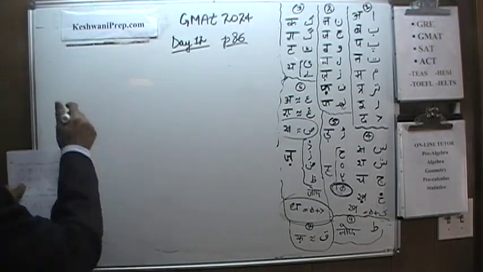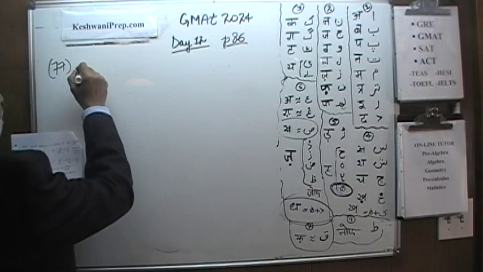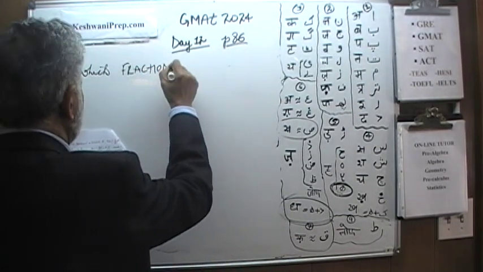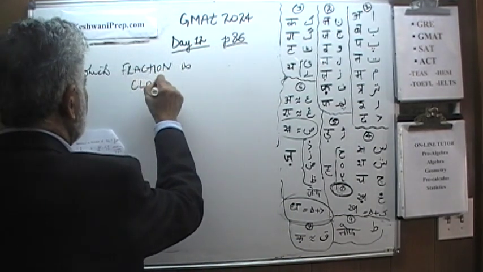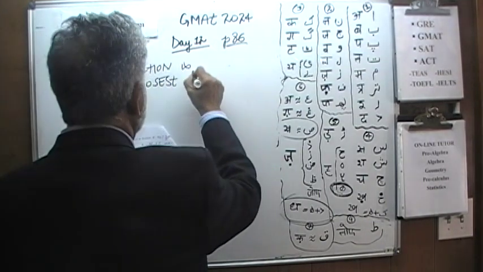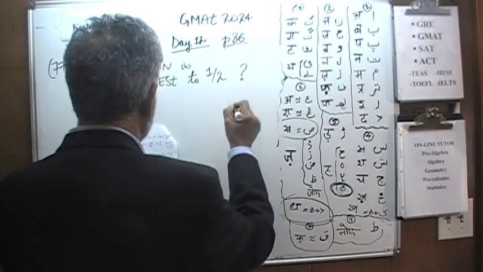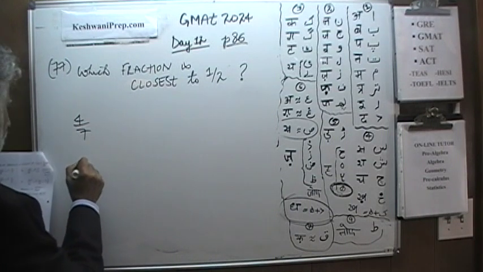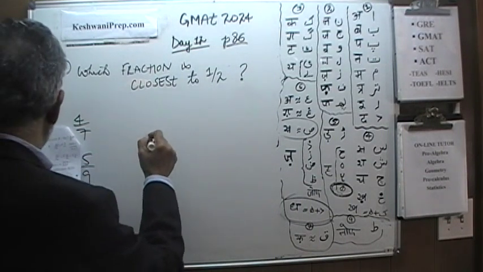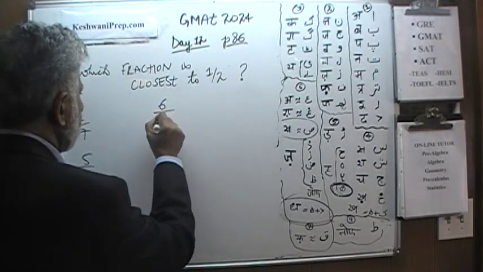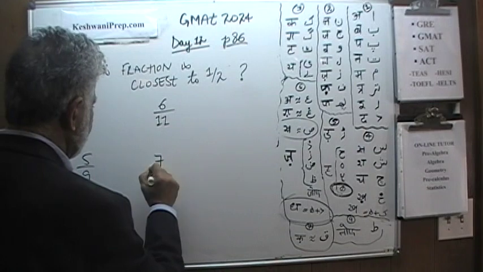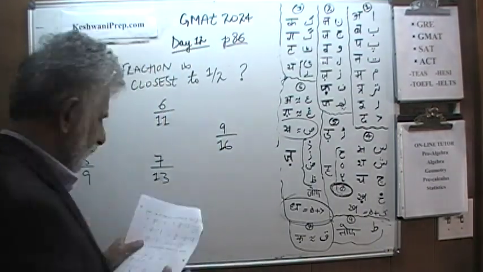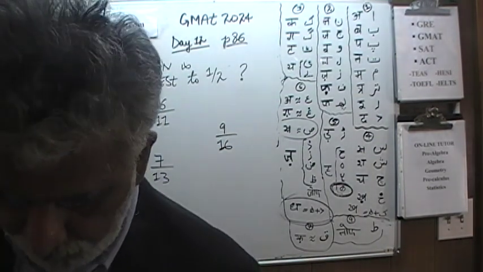In the next one, we are asked to identify which fraction is closest to half. Which fraction is closest to half? Here are the answer choices: 4/7, 5/9, 6/11, 7/13, and finally 9/16. Go ahead. I insist this time you pause the video and you do it yourself.